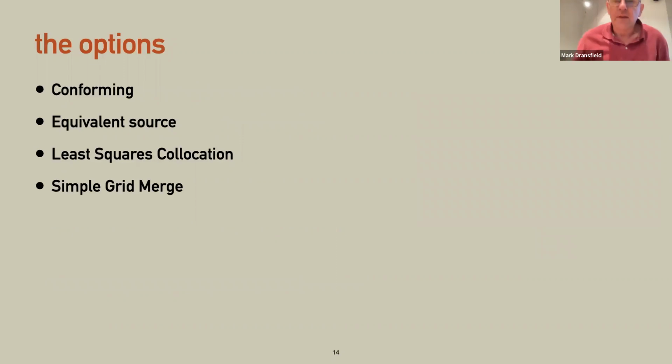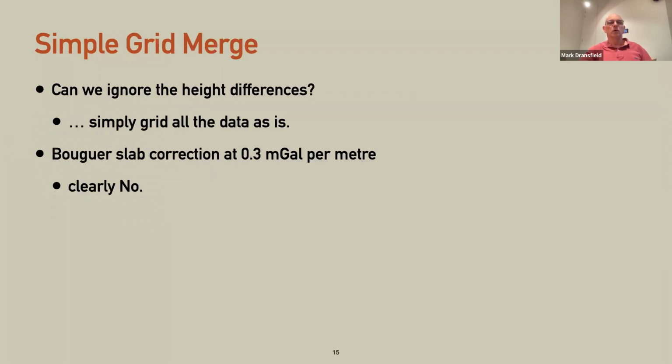So there are some other things we could be doing. There's a variety of options, and I'm going to go through some of these options and explore where we're at, or at least where I'm at with understanding the alternatives. I'm actually going to start with the last one, the simple grid merge.